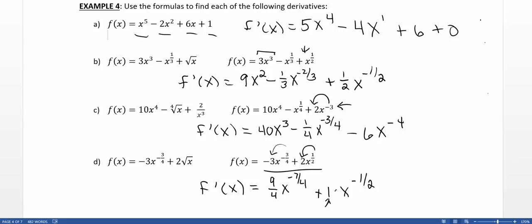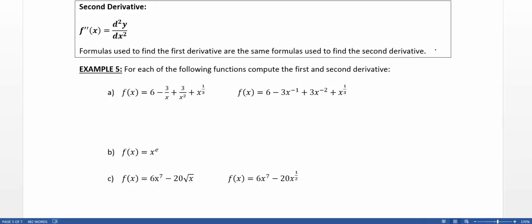The next rule that we're going to talk about has to do with second derivatives. The second derivative. So recall that the second derivative is the derivative of the first derivative, which we write as f double prime of x, or d squared y over dx squared if we're using Leibniz notation. Turns out that the formulas can be used the same way to find the second derivative as we used to find the first derivative, which means that if we have the first derivative of a function, we can apply the formulas again to find the second derivative.